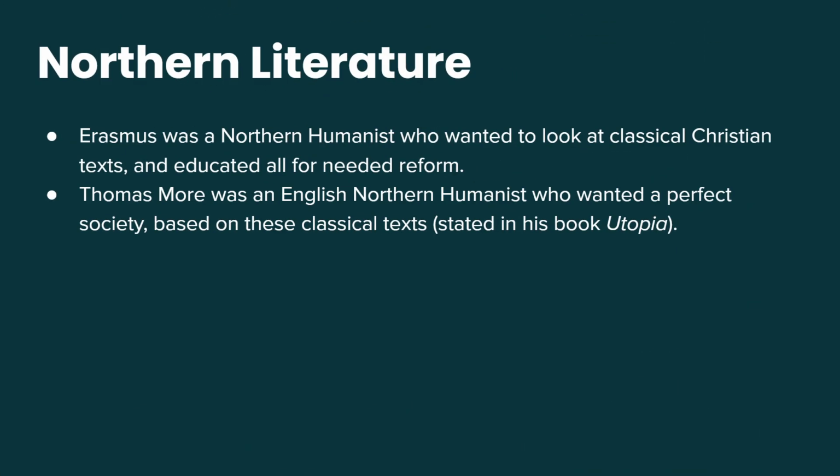So in Northern literature, there was Erasmus, who wanted to look at Christian texts, and he called for reform in this society, and he believed that all should be educated on these Christian texts. Then there was Thomas More in England, who wanted a perfect society, and he based that off of classic texts, and he states that in his book Utopia, which means perfect society. Instead of dystopia, which is not a perfect society.